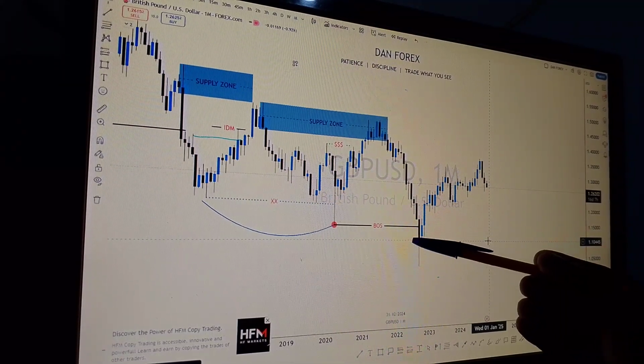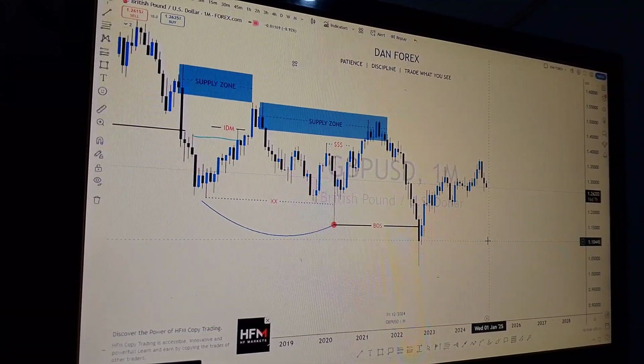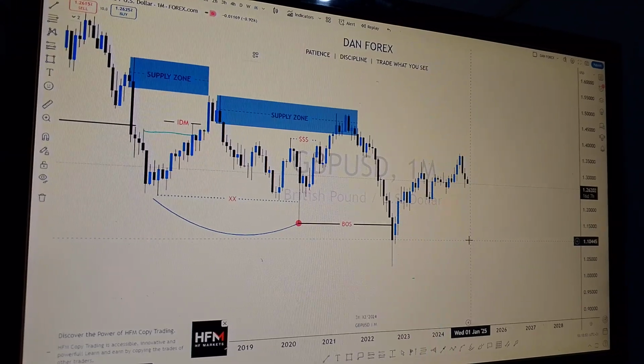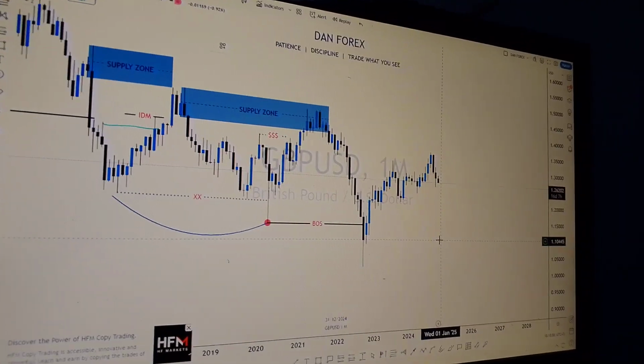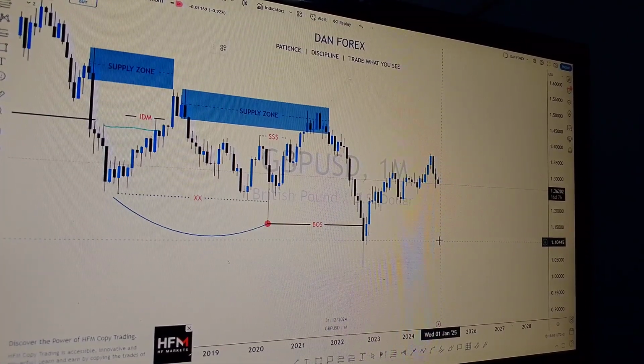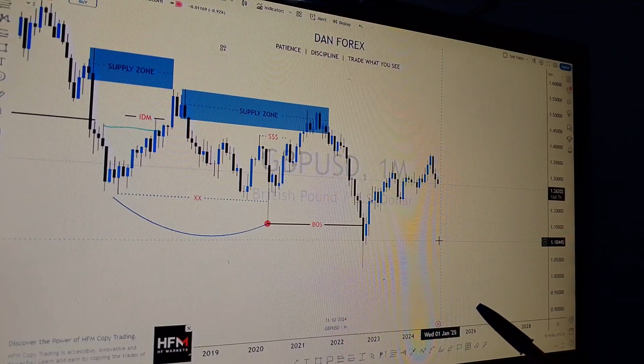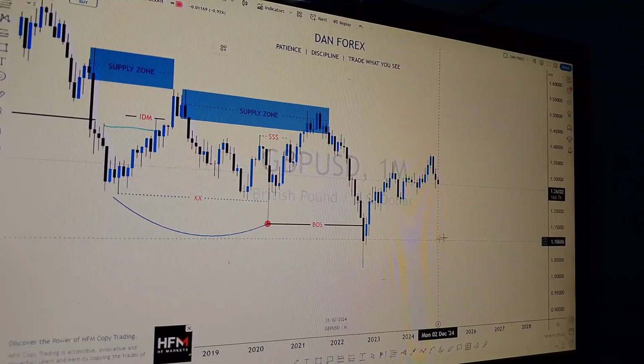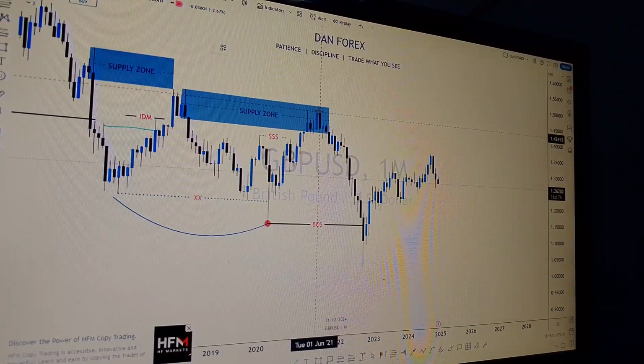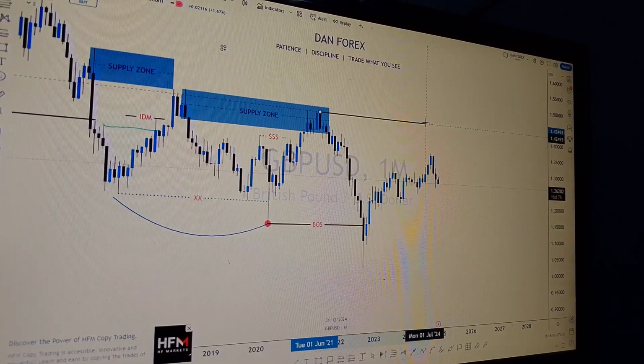It broke and closed below that low. Right, so that becomes what? Now that becomes our valid break of structure. All right, after having that valid break of structure, that implies that we are continuing to go down. So number one, what do we need to know? We need to mark our strong point. So now this becomes our strong high.